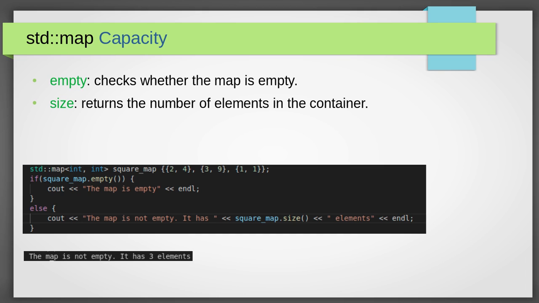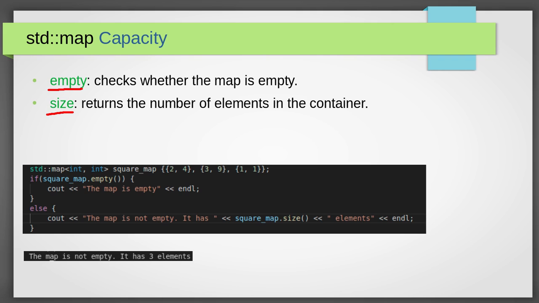There are some methods used to check the capacity of the map. The first one is empty, used to check whether the map is empty. It returns true if the map is empty, and it returns false if the map has items. The method size returns the number of elements or pairs in the map.